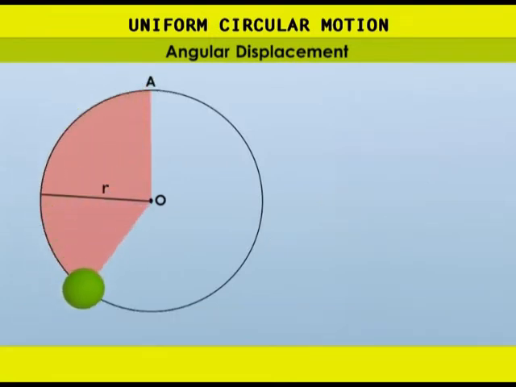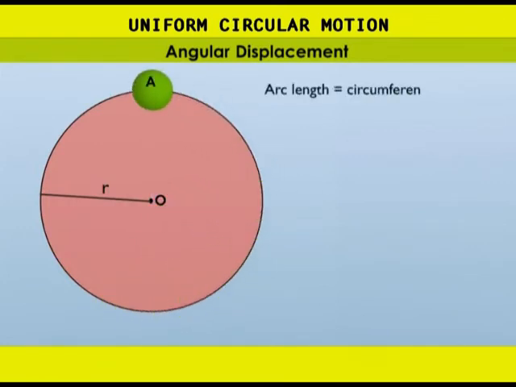If the object made a complete revolution, the arc length will be equal to the circumference of the circle. Calculating, theta is equal to circumference over radius. The circumference of a circle is given by 2 pi r, and therefore theta in radians is equal to 2 pi r over r. Cancelling r out, we get theta in radians is equal to 2 pi.